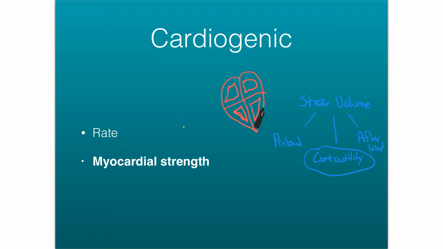So cardiac output equals heart rate multiplied by stroke volume. So now if my contractility is going down, my stroke volume is going down. If my stroke volume goes down, my cardiac output goes down, and then I end up with shock.